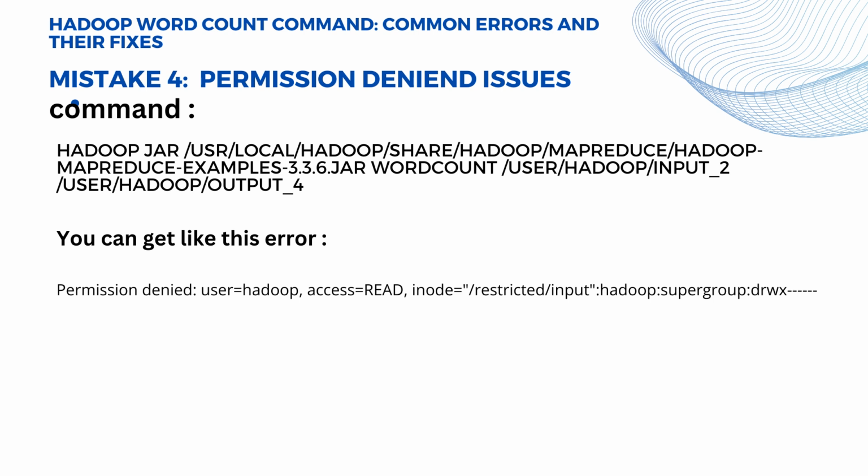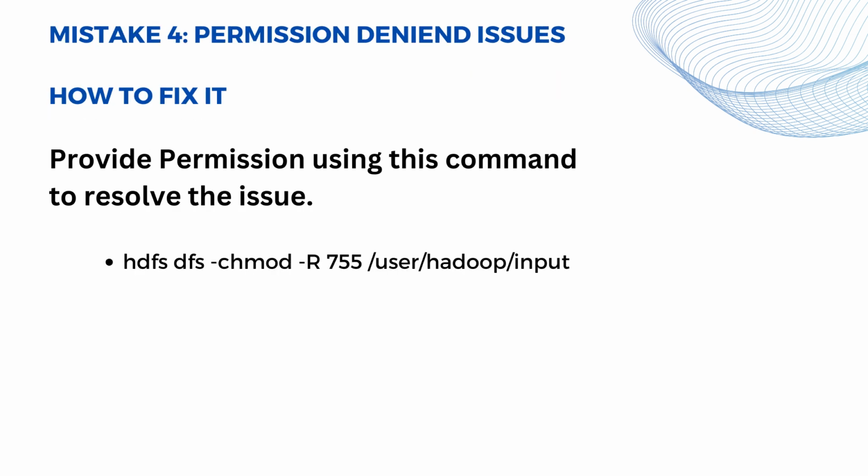Here is an example command. When you run this, you might encounter an error that says permission denied. This indicates that the directory has restricted permission and the user hadoop is not allowed to read its content. This error is quite common, especially when multiple users are sharing the Hadoop environment or if strict permission policies are in place. To resolve this permission denied error, we need to grant the necessary permission for the user to access the directory. So use the chmod command in HDFS to change the directory permission.